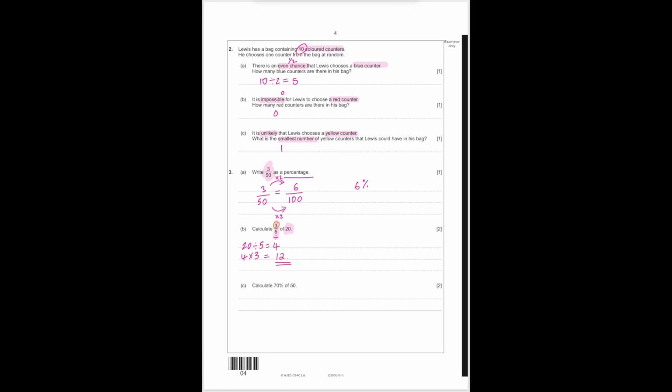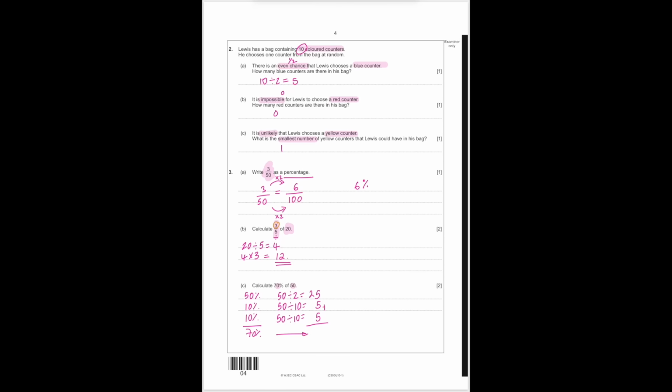Part C, calculate 70% of 50. So I'm going to find 50%, 10% and 10%, because when I add those together, I get 70%. So to find 50% of 50, I need to half it. So 50 divided by 2 is 25. To find 10% of 50, I need to divide it by 10. So 50 divided by 10 is 5. I can repeat that here for the other 10%. And then if I add them together, that's going to give me my 70% total.